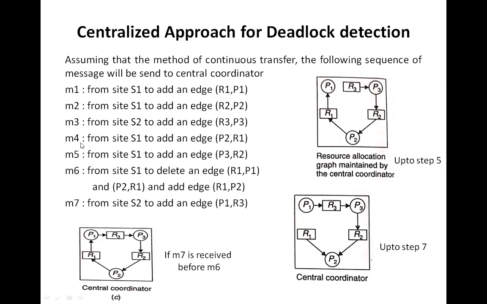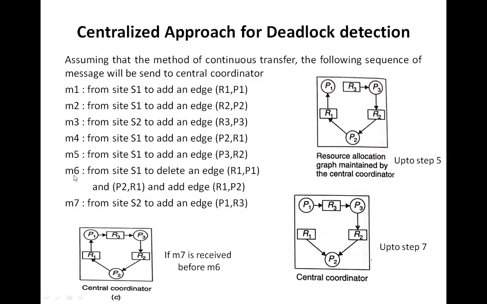Now, the fourth message is from the site S1 to add edge P2 R1 because P2 is requesting R1, so this message is included in the resource allocation graph of the central coordinator. And the fifth is from site S1 again to add an edge P3 to R2 because P3 is asking for R2, so P3 to R2. As these 5 messages are received by the central coordinator from site 1 and site 2, it will be maintaining its resource allocation graph in this manner, depending upon these messages.